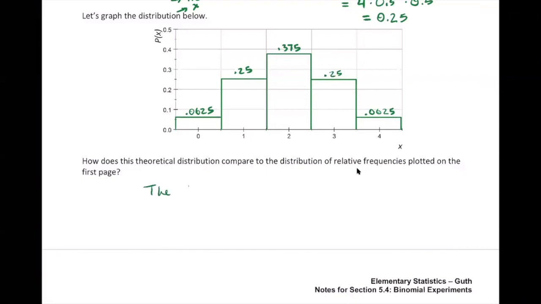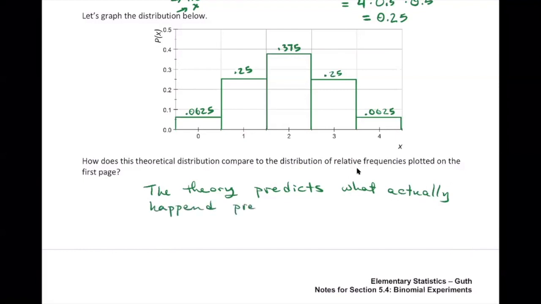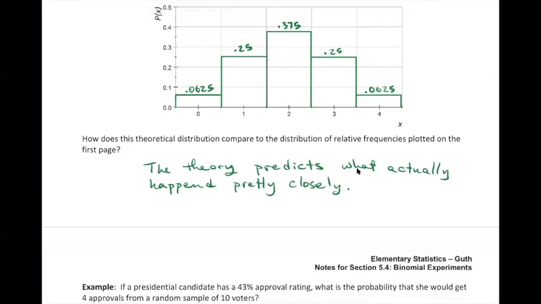So the theory predicts what actually happened pretty closely. And just to remind you again, more trials would give better predictions. I should say, more trials would align with predictions better.